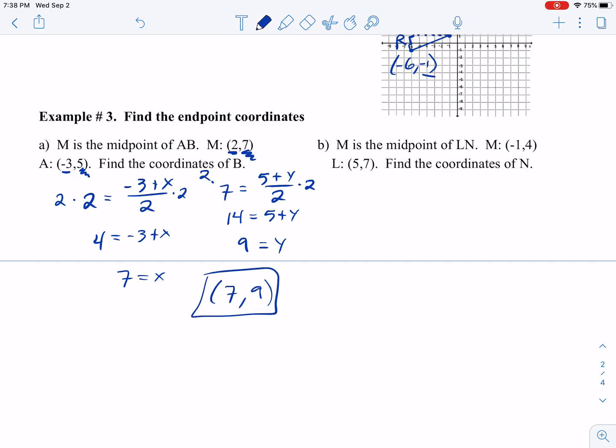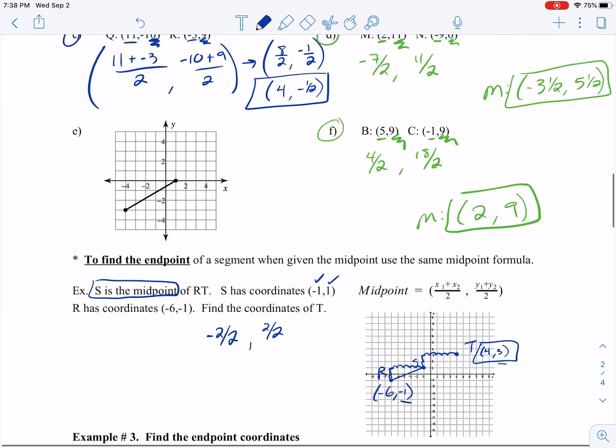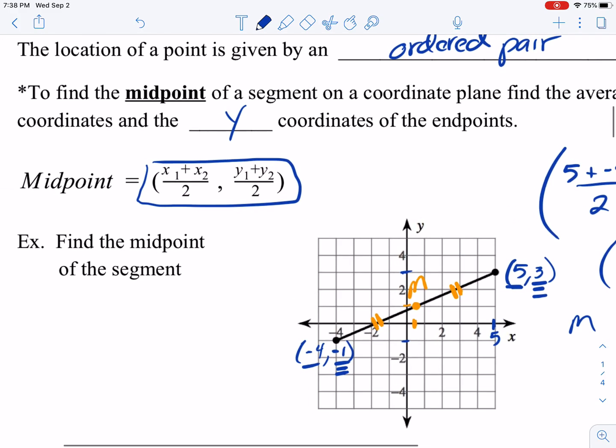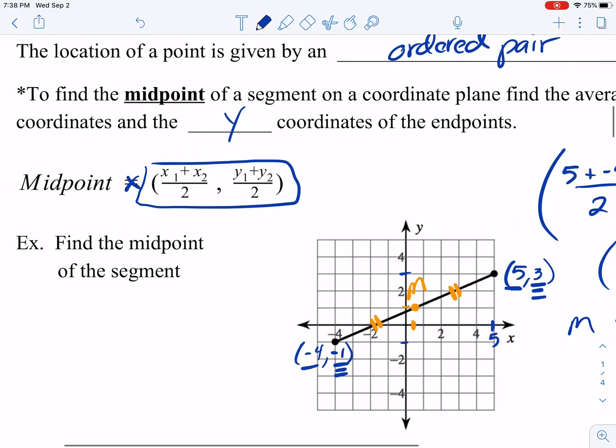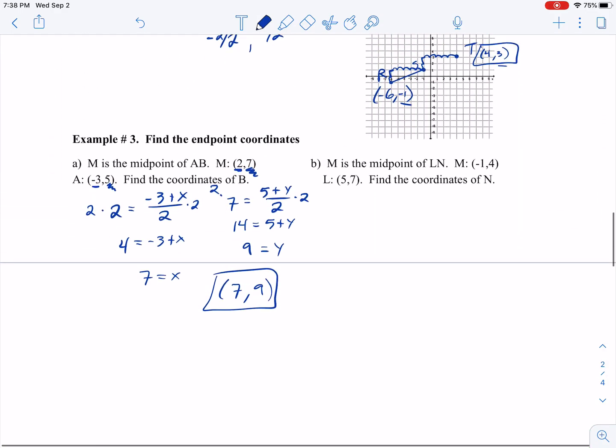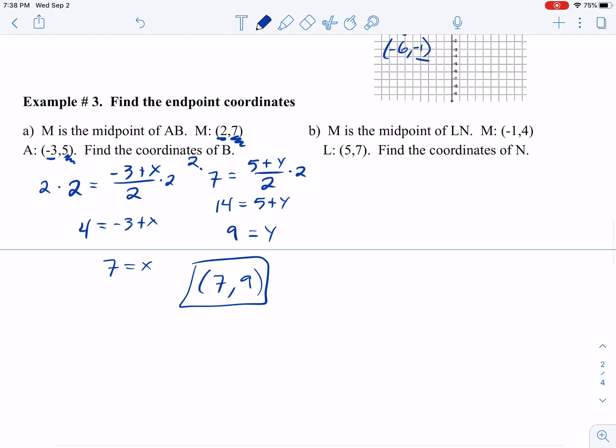So try whichever method you'd like. If you want to use your midpoint formula, just come back onto this previous page. We were just using that midpoint formula with x equals and y equals. Okay, x and y are the coordinates of your midpoint. Or you can go ahead and plot a coordinate plane on here to find the coordinates of n. Okay, try B on your own.